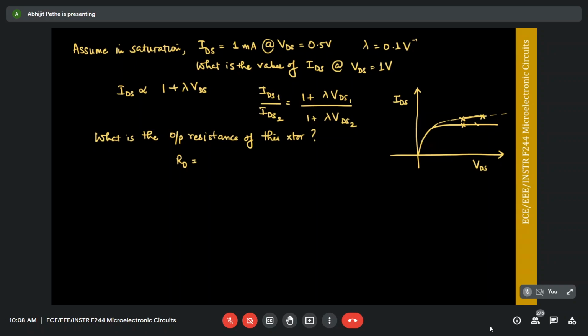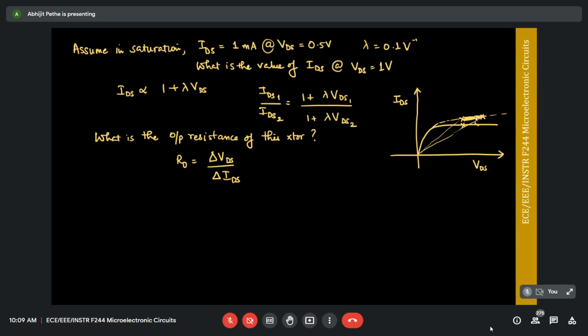So I want to calculate what is the apparent resistance shown by this transistor, right? So therefore the apparent resistance shown by the transistor, if I do ID by VDS, I'm going to calculate the slope of this line, which is not a physical line, right? So R0, the output resistance, is nothing but delta VDS by delta IDS, right? So that is the slope of this graph. So that is the apparent resistance that is shown by this transistor at its output node.